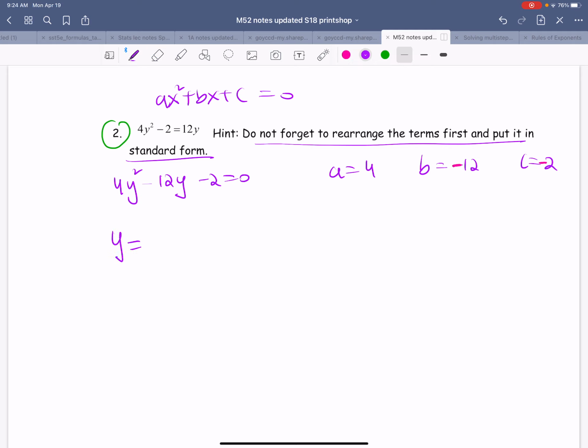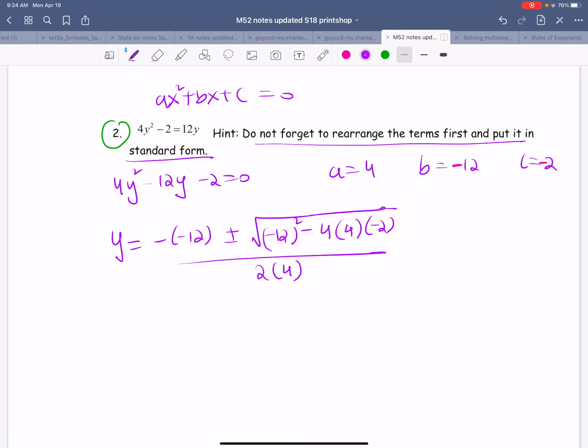So x equals negative b plus minus square root of b squared minus 4ac, which is negative b plus minus square root of negative 12 squared minus 4 times a times c, divided by 2a. All right, simplification. Be very careful with positives and negatives. You have a bunch of parentheses. It's easy to make mistakes if you're not being careful.